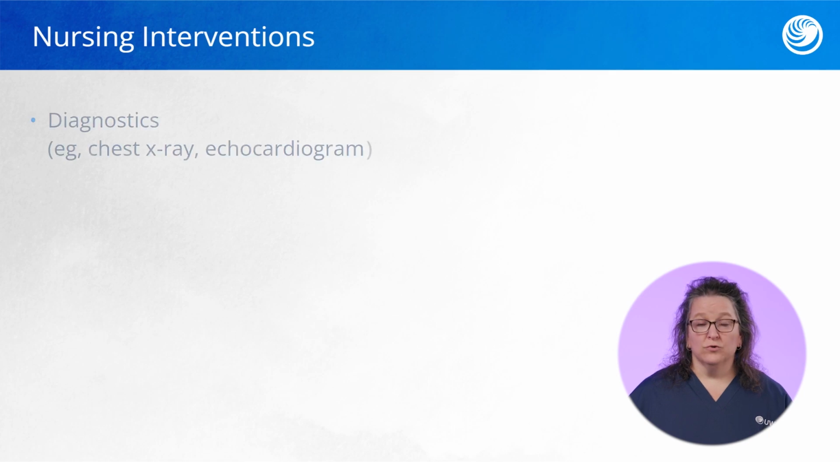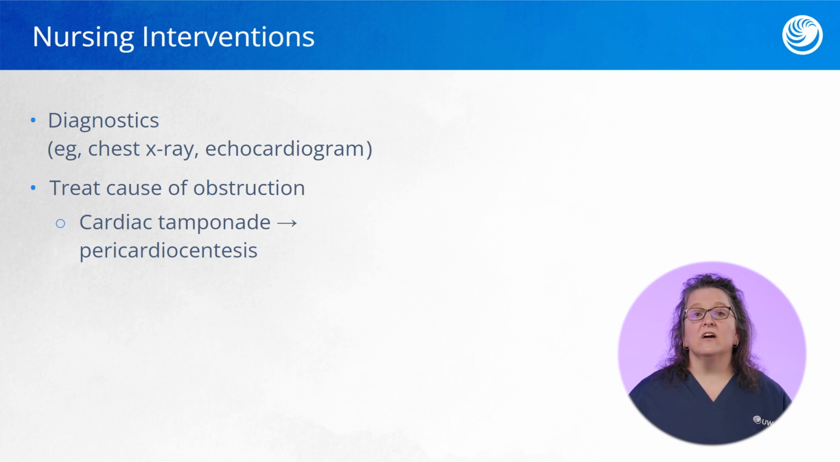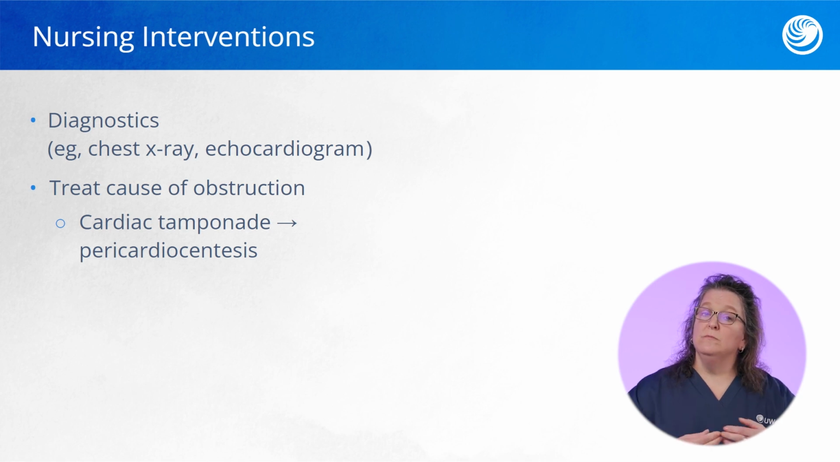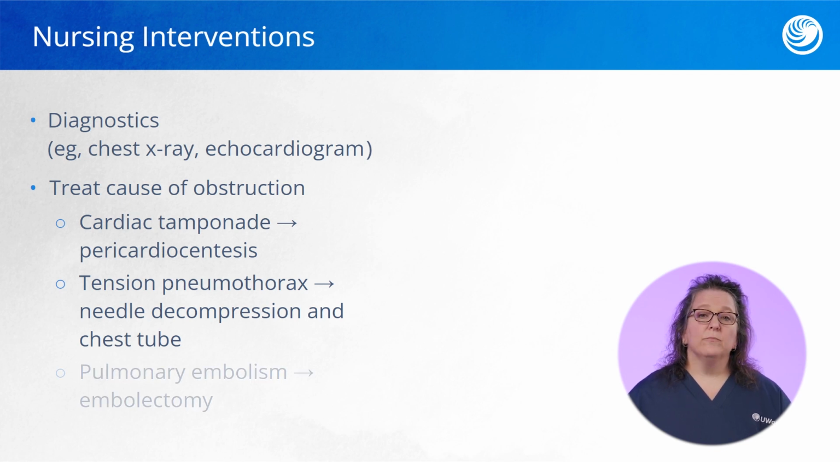First, the client will go through diagnostics, like a chest x-ray or echocardiogram. That's going to show us where that obstruction is. Then we can treat the cause of the obstruction. For cardiac tamponade, that's pericardiocentesis. It is echocardiography-guided needle placed in that pericardial space to remove that blood. For tension pneumothorax, needle decompression and then a chest tube. And for pulmonary embolism, an embolectomy and anticoagulation therapy.